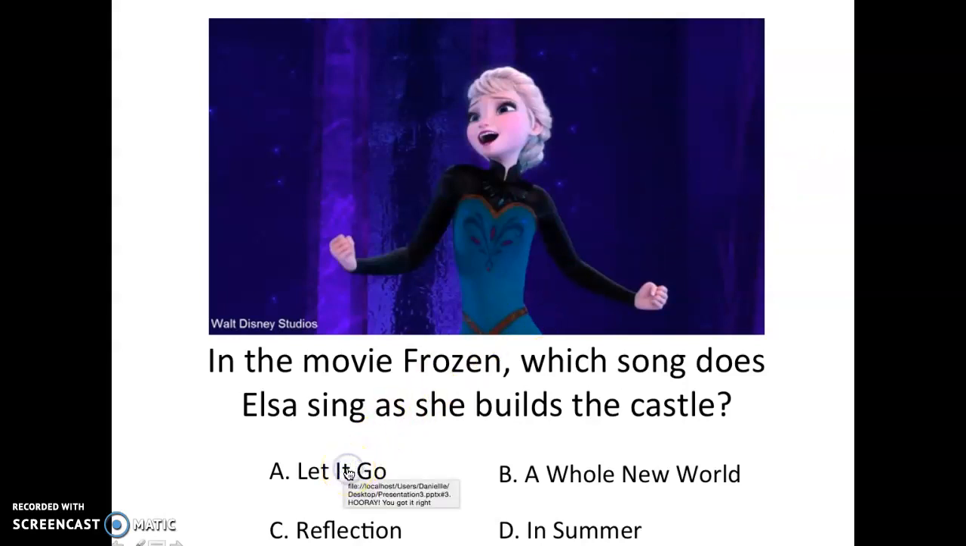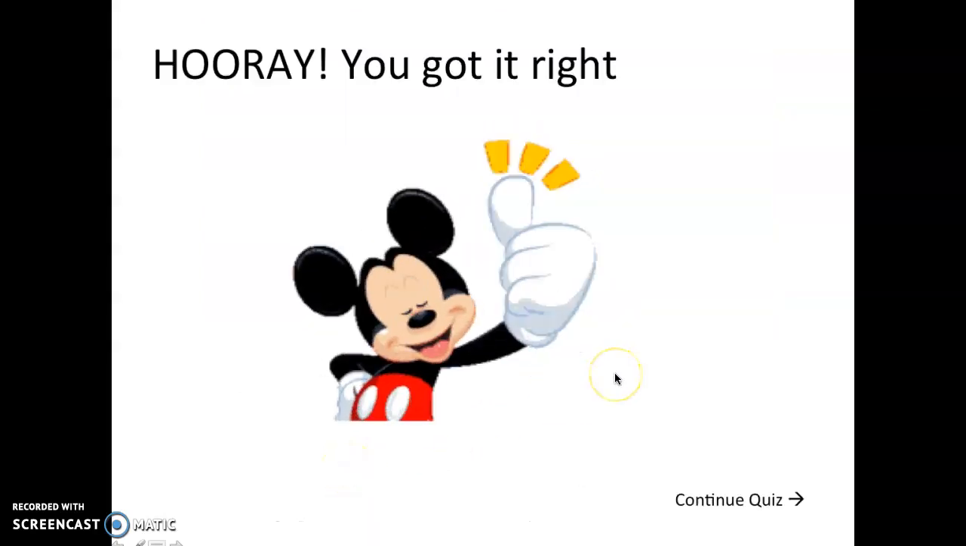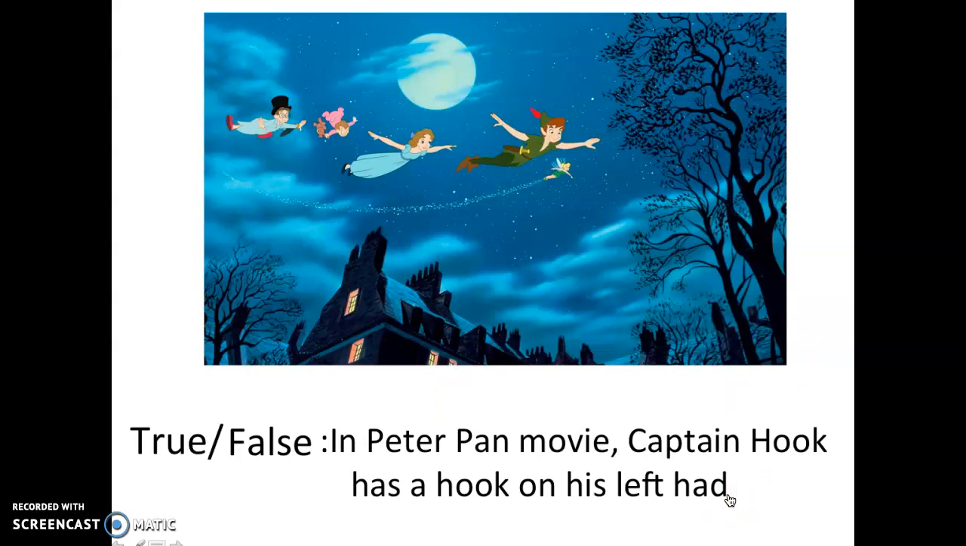A, Let It Go. Hooray, you got it right, and Mickey Mouse gives us a thumbs up. All right, and then we can continue the quiz.